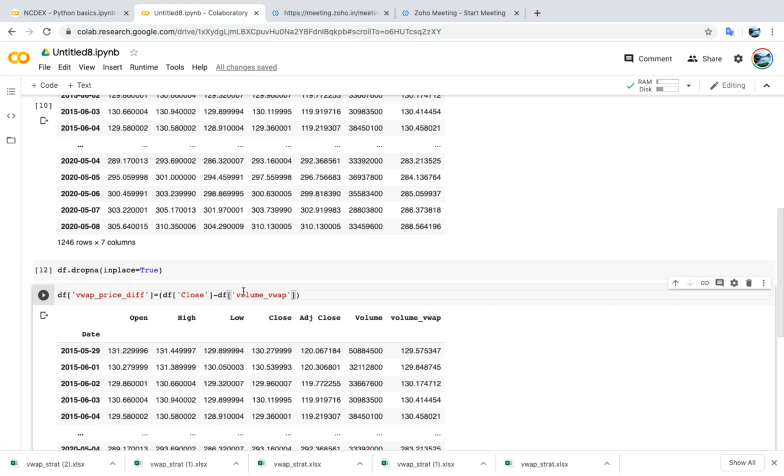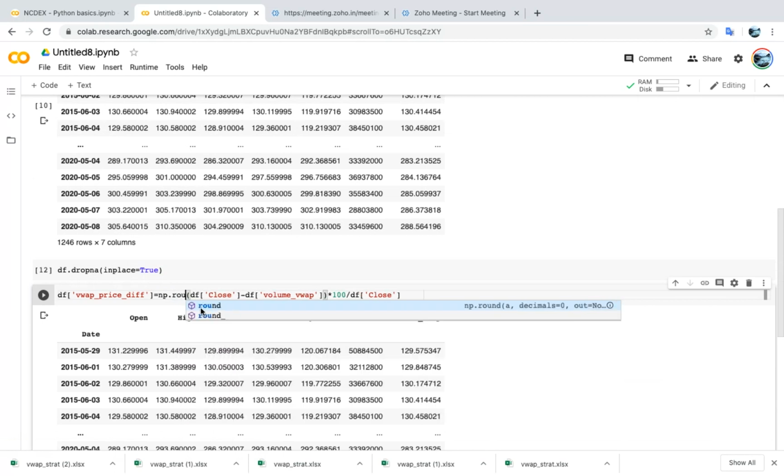But just subtracting close price and VWAP will not make me understand how much the difference is. So I will create the percentage out of it. I'm taking the difference first between the two of them, and after that I'm dividing that by the close price. So this actually gives me the percentage. And because the percentage will come with too many decimals, I will round the percentage.